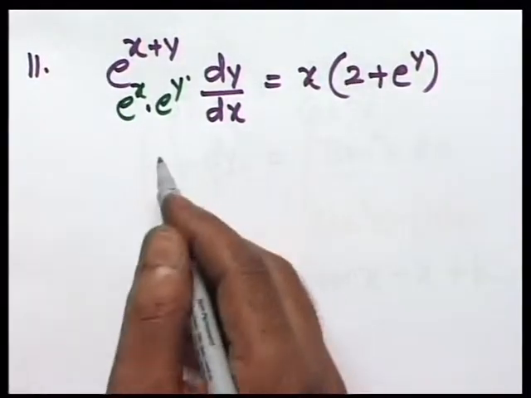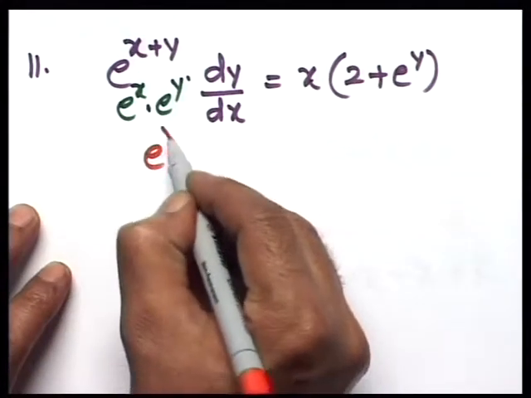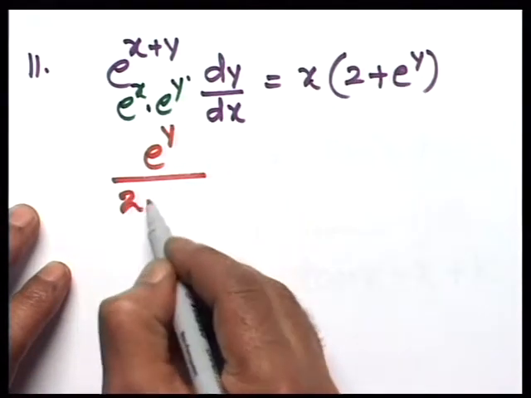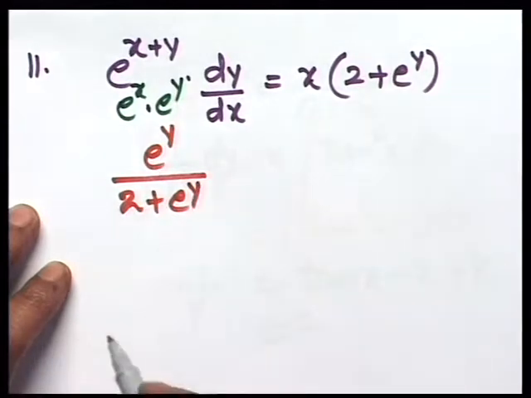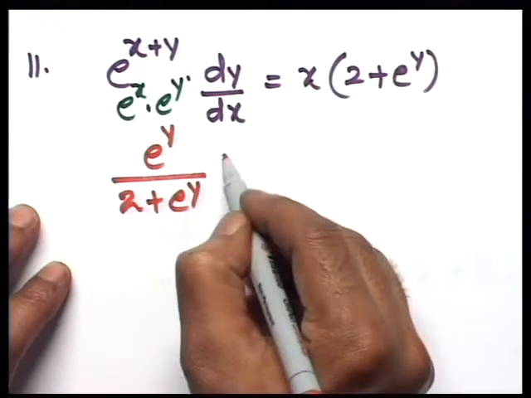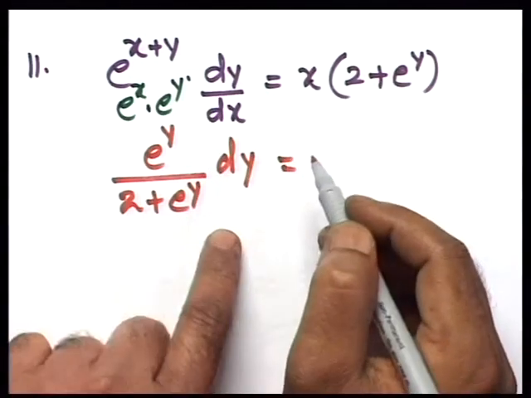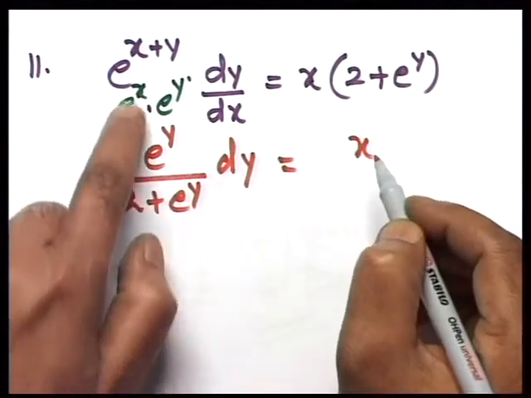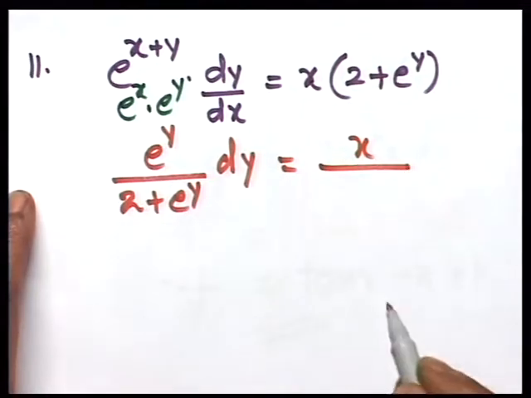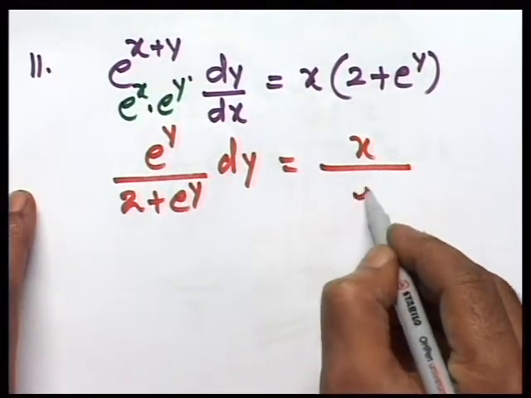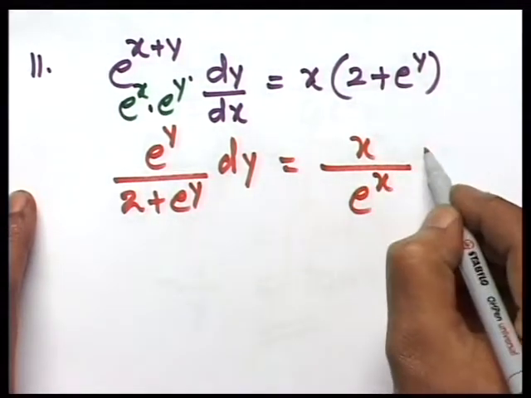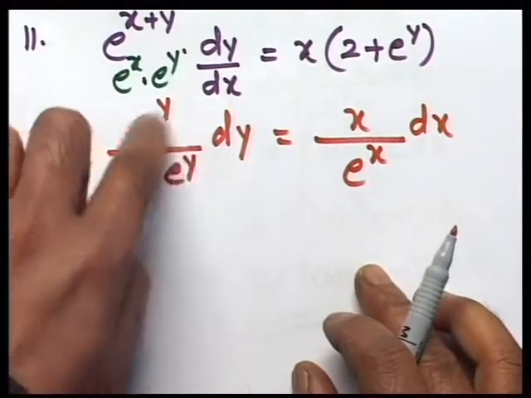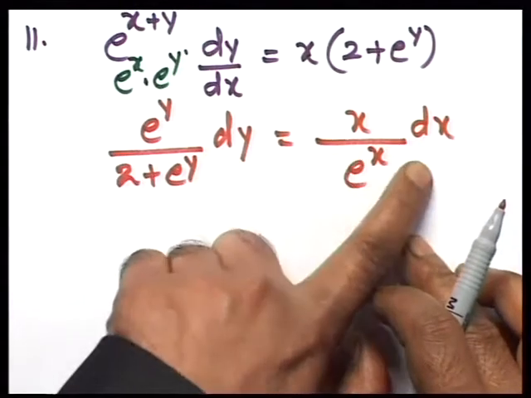So my step now looks like e to the power y, I keep that here, divided by 2 plus e to the power y, that bracket. dy stays there. Separation of the variables, please. X is there. Move e to the x to the denominator, it becomes e to the x there. And dx comes back. Okay. So we've got all y and dy, all x's and dx.